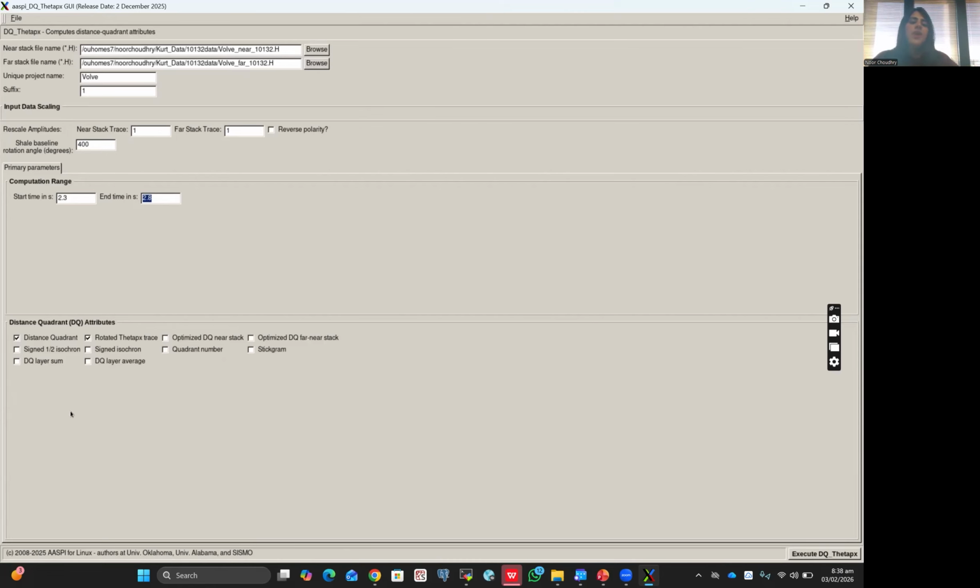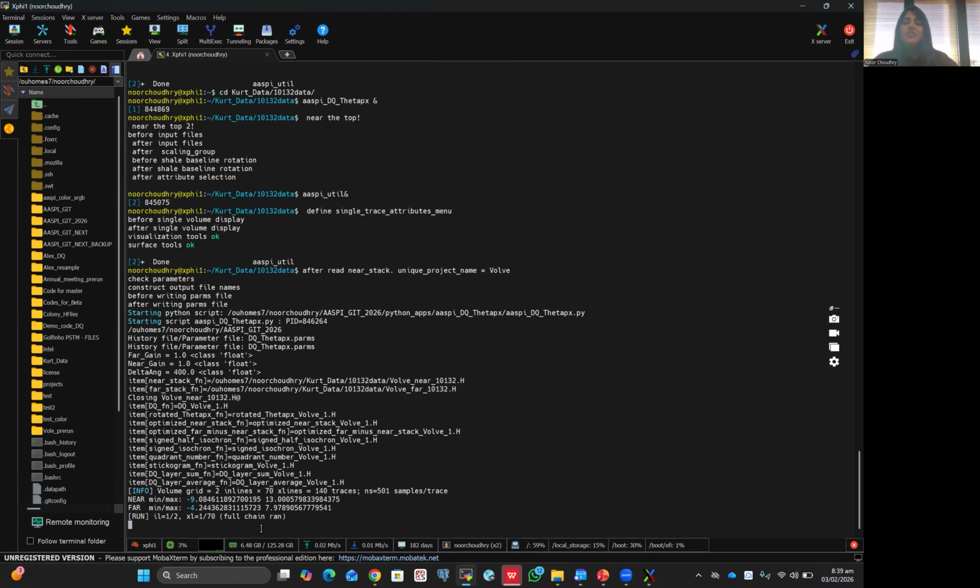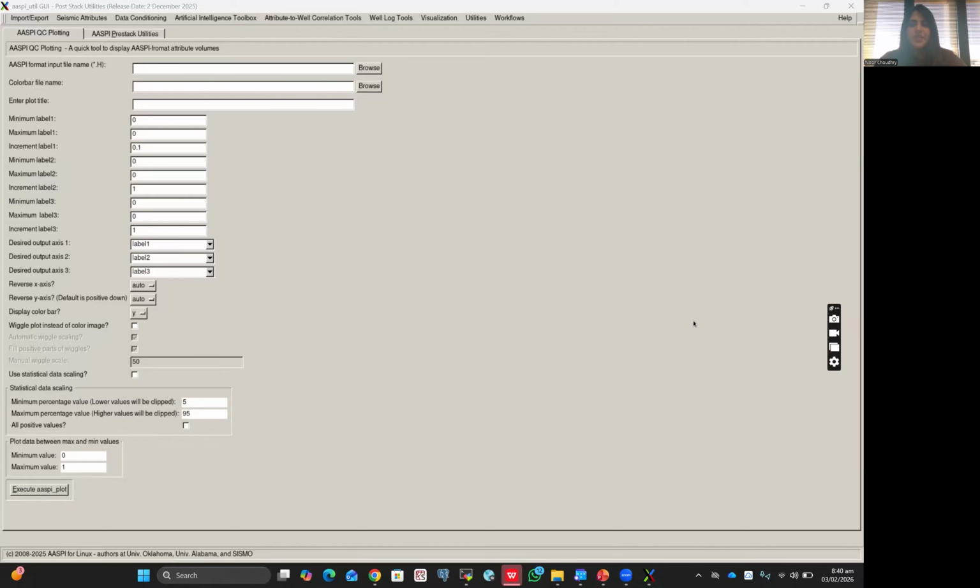Now you're going to select whichever attributes you want to run. In this case, I'm going to run all. When we talk about the attributes, we just plot them. So we select all and click on execute. You go back to your ASPI terminal. It started running. We're going to let it run, and once it's done running, I'm going to plot it.